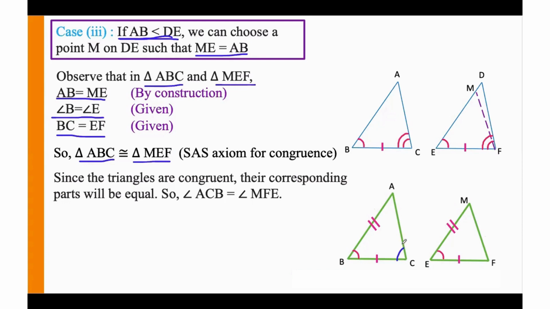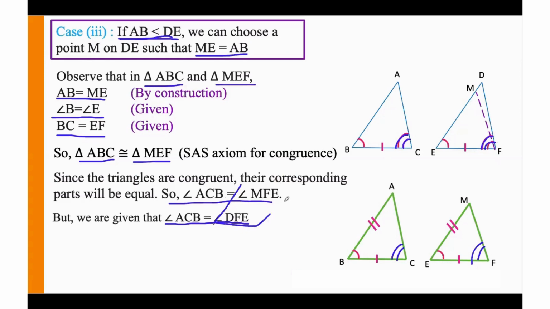Now, if they are congruent, then the other corresponding angles are also equal. Then we will have angle ACB equal to angle MFE, right? But it is given to us that angle ACB is equal to angle DFE. So if you see here, ACB is equal to MFE and angle ACB is equal to DFE, then we can conclude that angle MFE is equal to angle DFE.